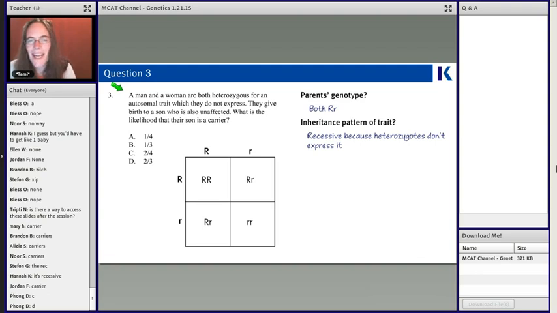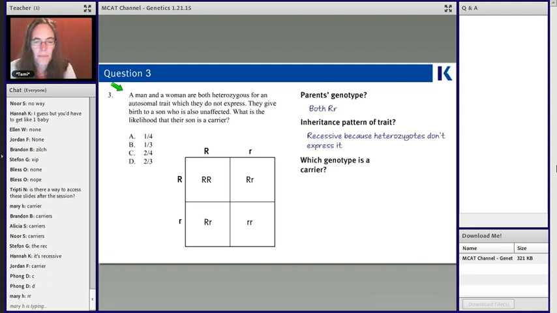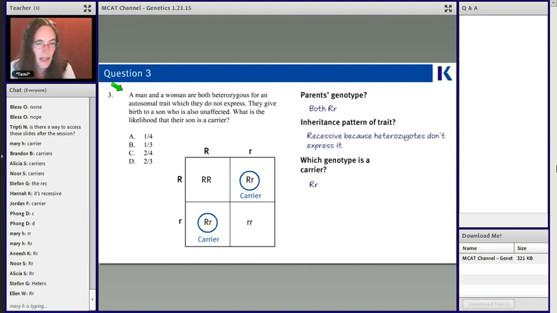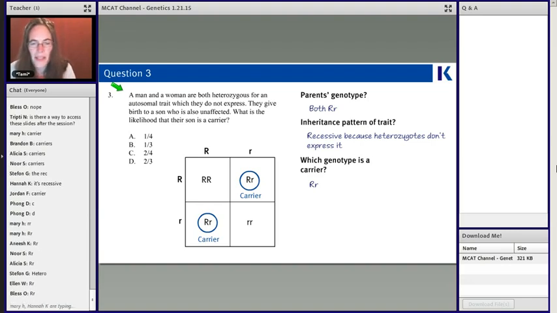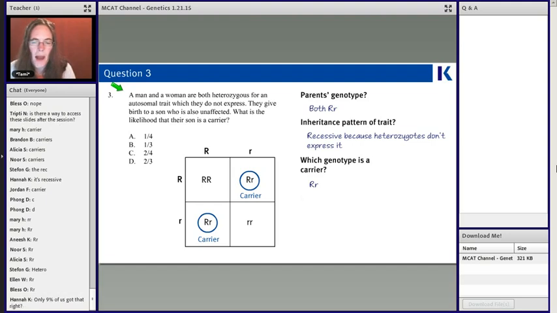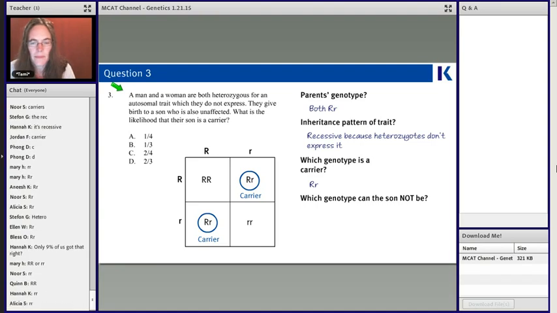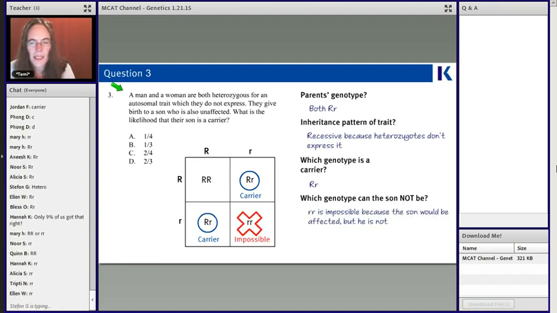So what is a carrier genotype? Carrier. Big R, little r. Okay, he cannot express it, but he has to have the allele. Which one of these genotypes can my son never, ever, ever be? He can never be little r.